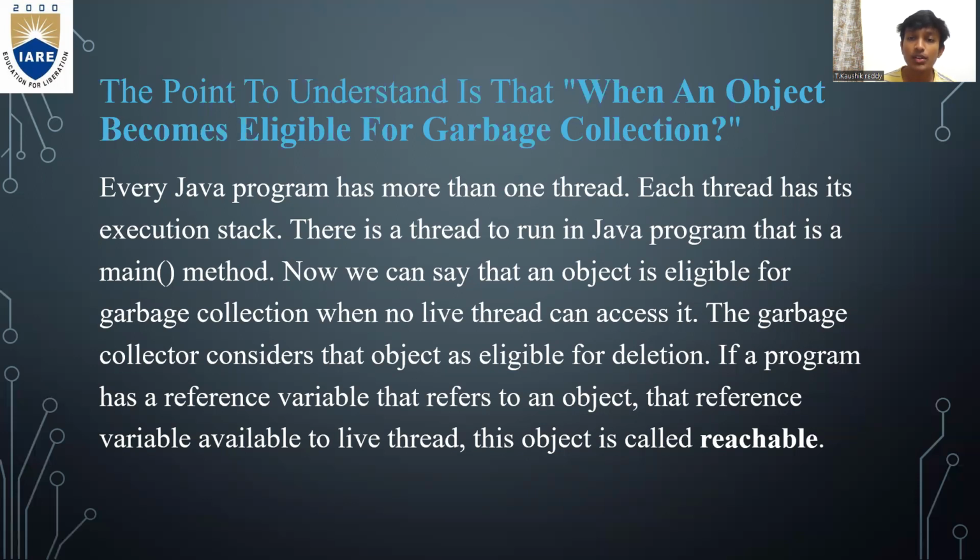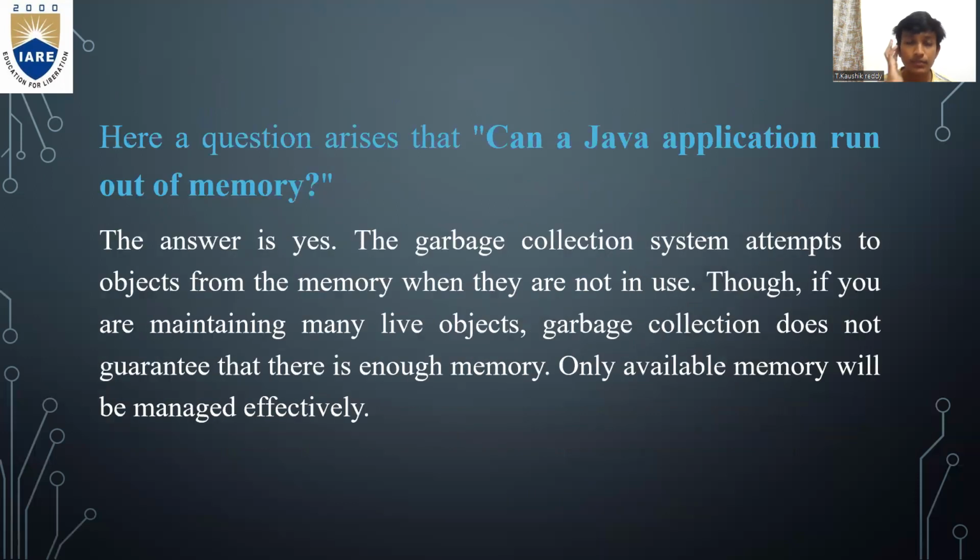Now we can say that an object is eligible for garbage collection when no live threads can access it. The garbage collector considers that object eligible for deletion. If a program has a reference variable that refers to an object, and that reference variable is available to a live thread, the object is called reachable.